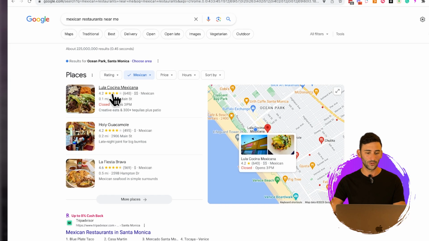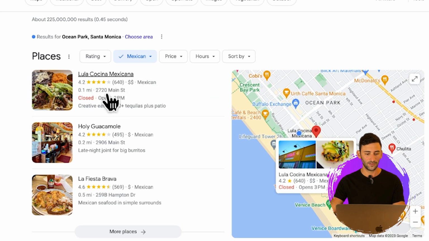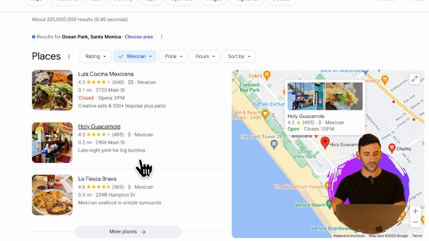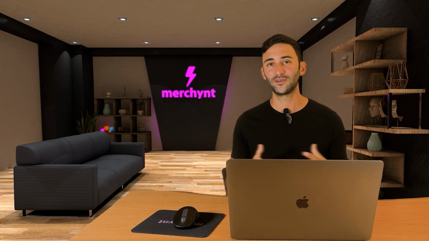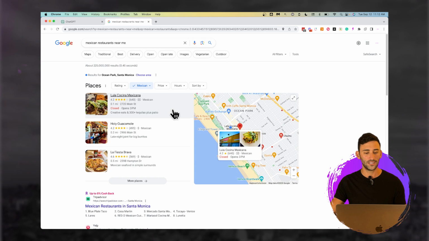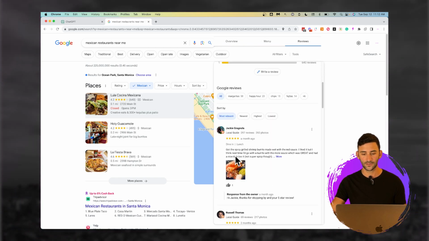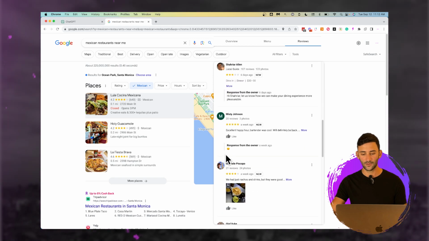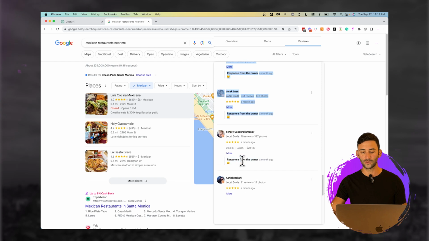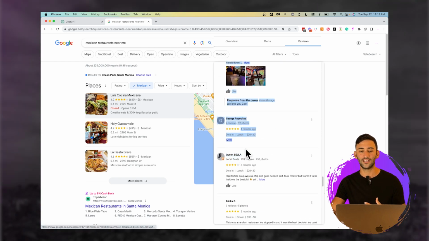In our area, there's a place called Lula Cocina Mexicana with a 4.2 and 640 reviews, and Holy Guacamole. So what I want to do is actually compare these two businesses. I think that'll be really interesting. So we're going to click over here to Lula, and we're going to scroll down to their reviews and say more Google reviews, and we're going to change to newest, and we're going to now start with the first one that has a comment, and then just scroll down and keep scrolling down until you have a good sample.